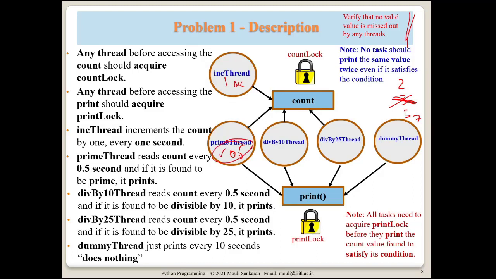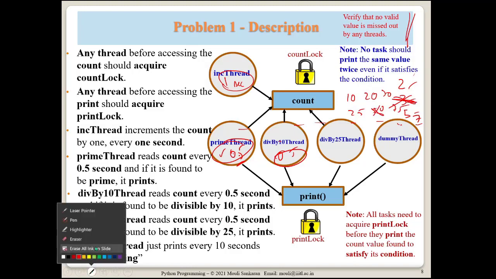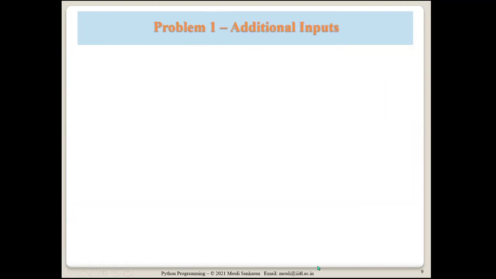I could have told you to manage that on your own, but I don't want to do that. So I am telling you to make them all 0.5 seconds so that they sample more often than the increment, so that all of them get a chance to sample. That means no value is missed out. So 10, 20, 30 should come out, 25, 50, 75 should come out. Nothing should be missed out in your output. So this is the condition. This is the first problem.